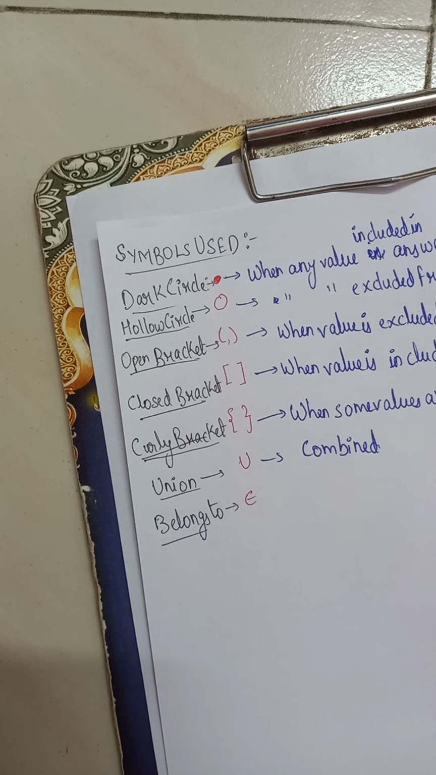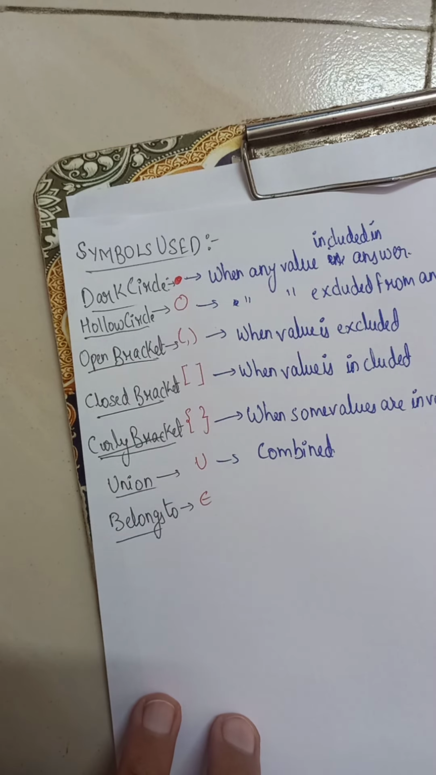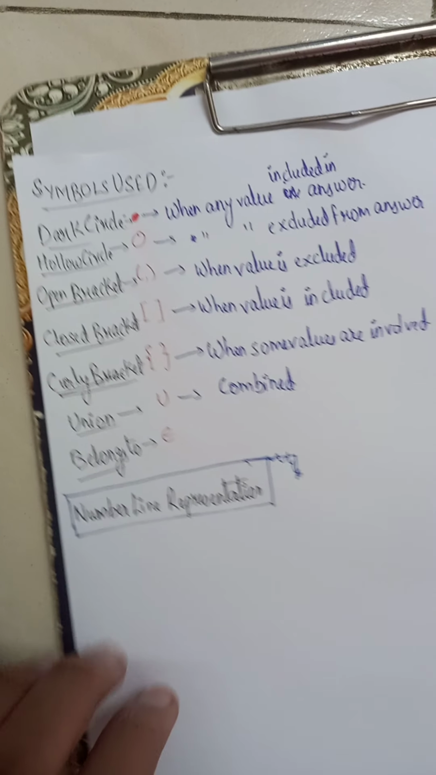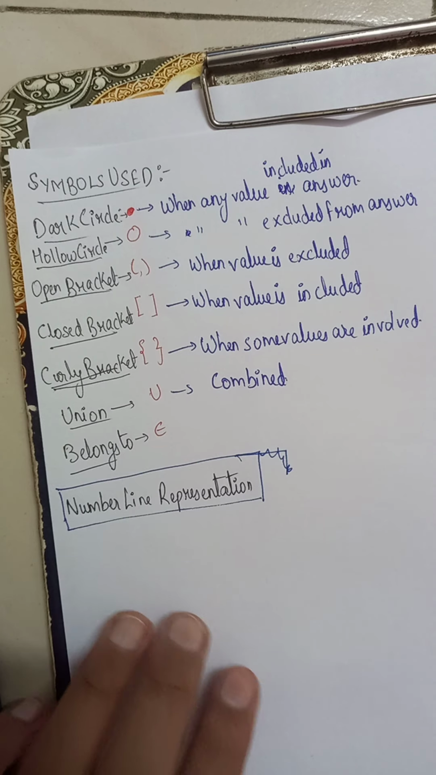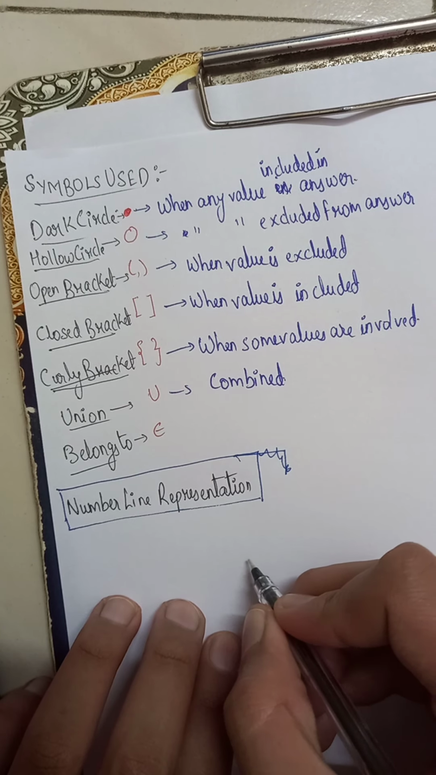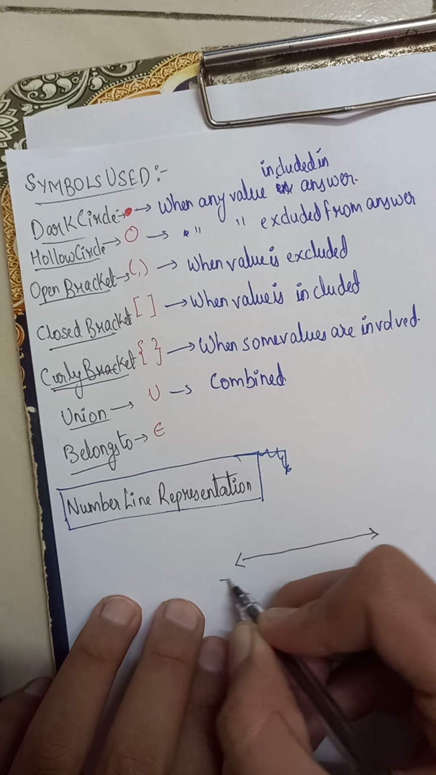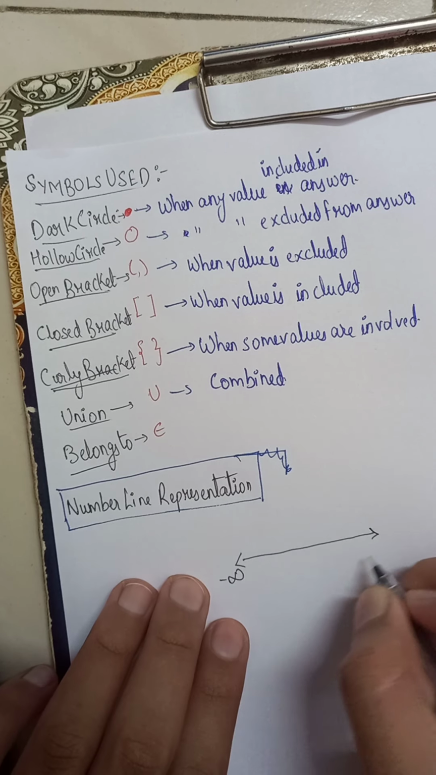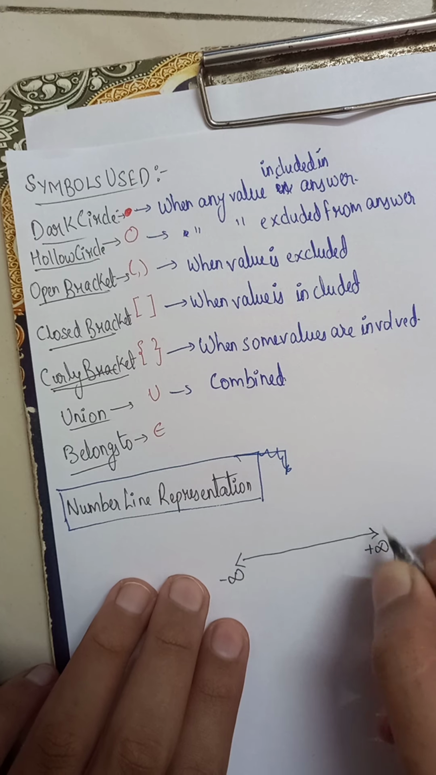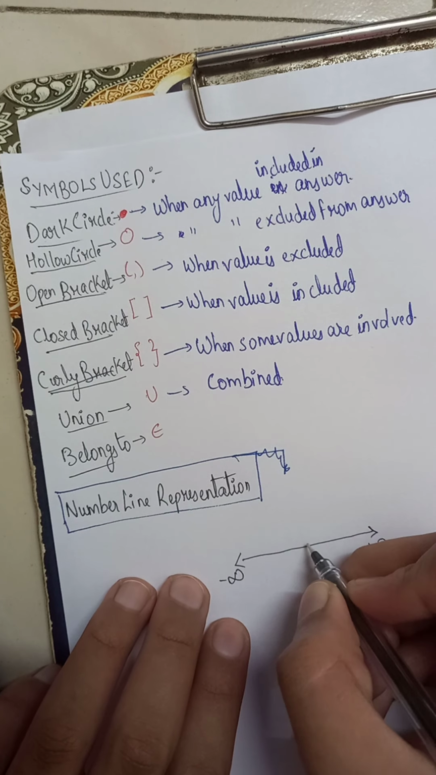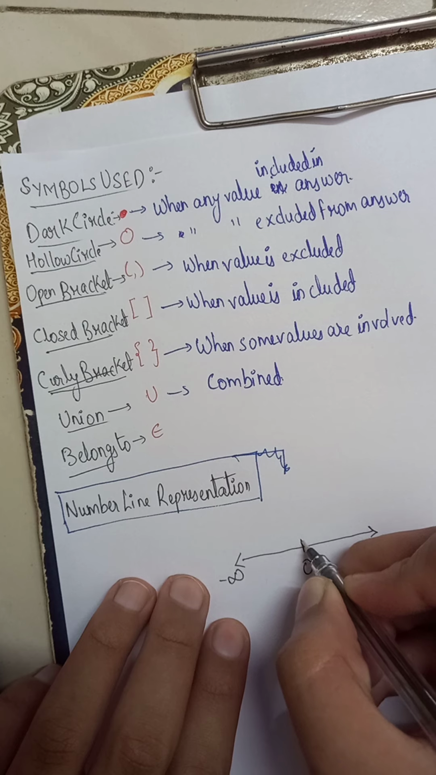Now let's go to number line representation. The number lines are usually represented like this, where the left end is minus infinity and the right end is plus infinity, and in between comes 0.